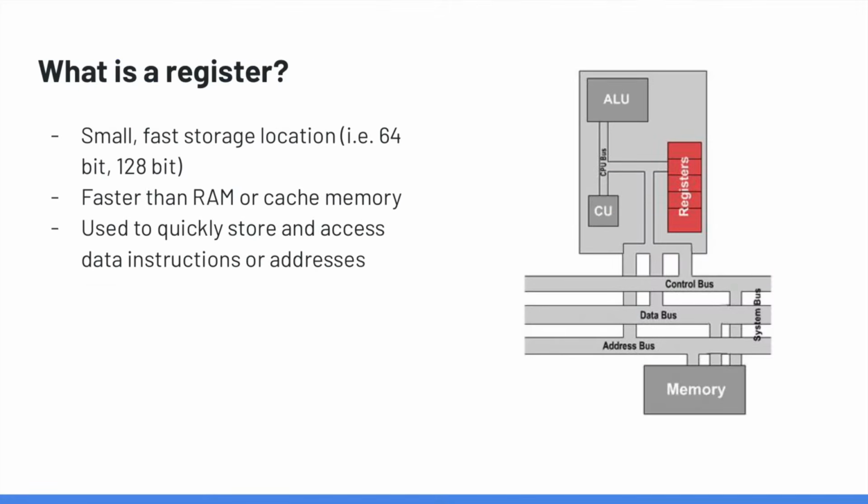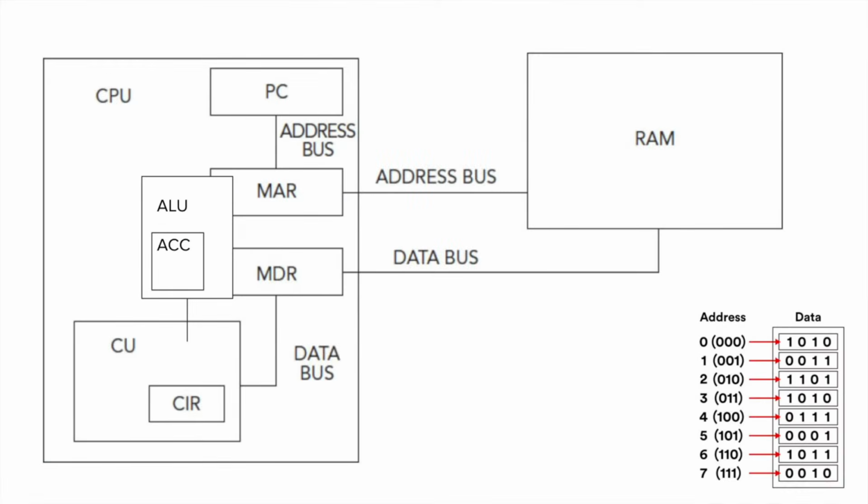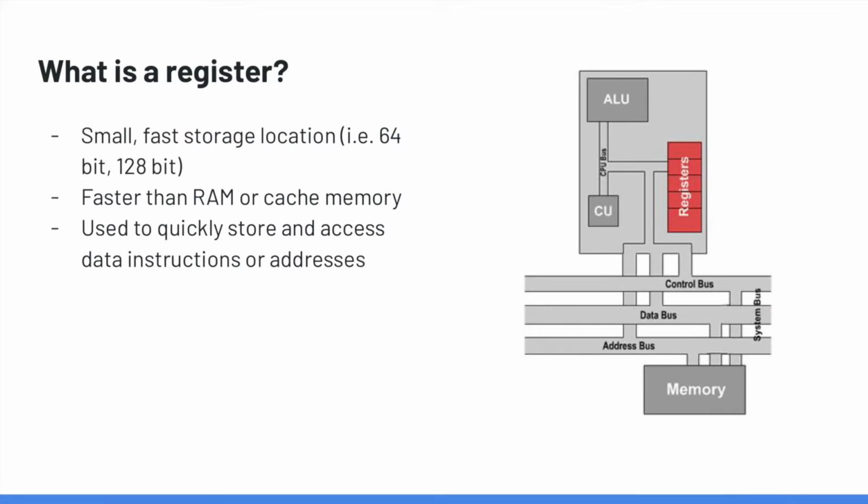Let's move on. Now registers are sort of at the center of the von Neumann architecture or the FDE cycle. I wouldn't say the center, but they're pretty important to those processes. So we're going to take a closer look at what registers are and how they work. So registers are small, fast storage locations. They may have sizes like 64 bits or 128 bits, which is significantly smaller than a hard drive or a RAM. They're also faster than RAM or cache memory, which we're going to talk about here in a second. Now, they're used to quickly store and access data, instructions, or addresses.